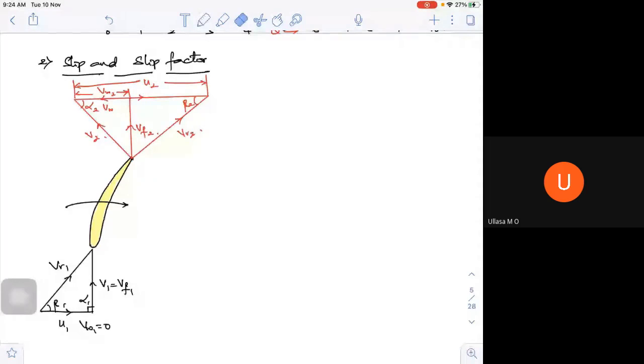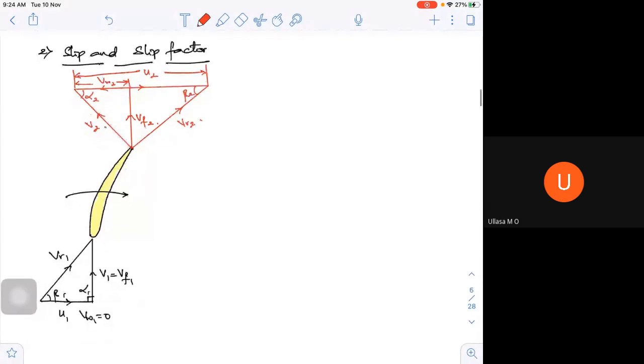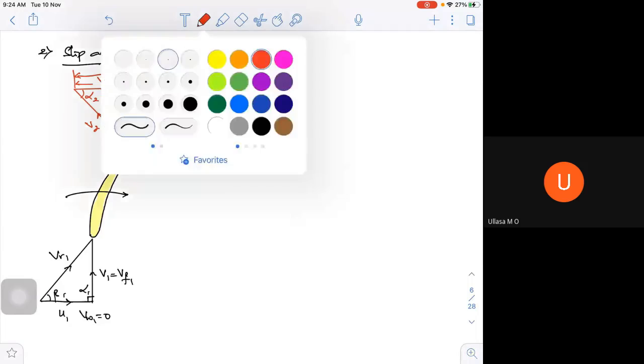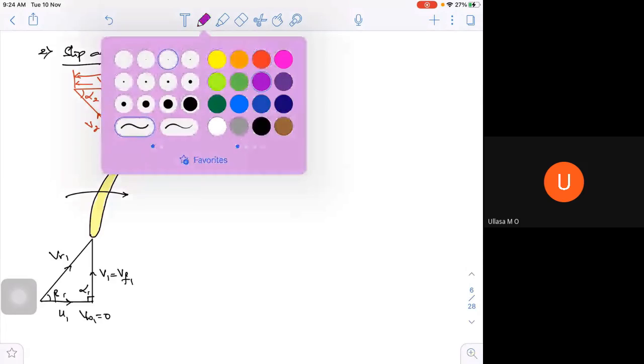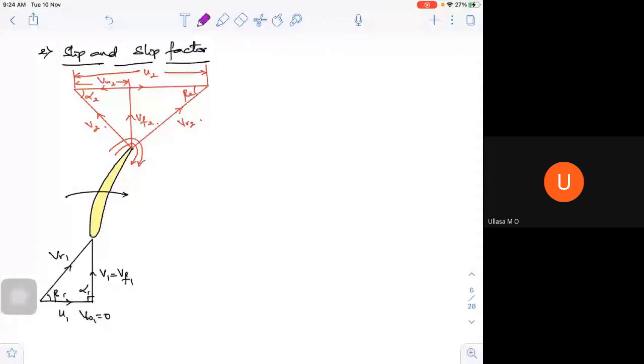So this is my exit velocity triangle. Now I told you, with the slip what will happen? Because of the slip, there will be a recirculation like this. The fluid, instead of going in this particular direction, has some kind of circulation at the tip of it. So because of this, what will happen to your velocity triangle? Your VW2 will become smaller, like this.